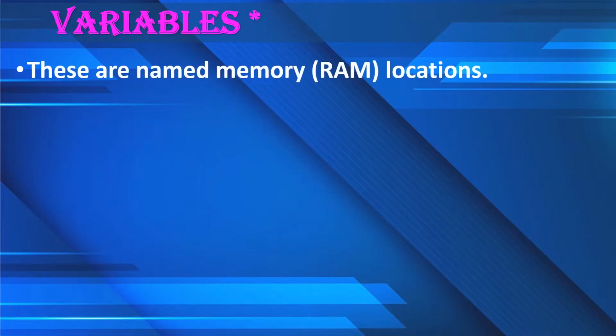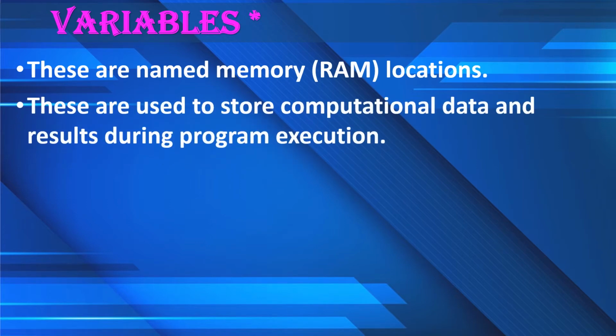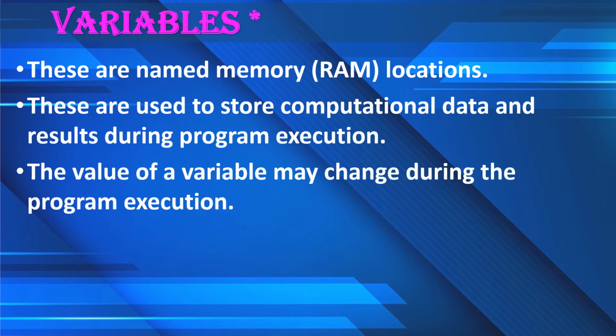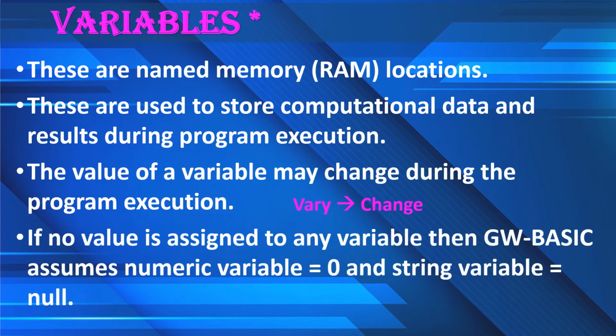The variables are named memory locations. You know that the memory is RAM, and you can assume the variable as containers or boxes which can store something. These are used to store computational data and results during program execution. Computational means calculations. The value of a variable may change during program execution, as vary means to change. If no value is assigned to any variable, then GW Basic assumes that numeric variable is equal to 0 and string variable is equal to null. Numeric and string are the types of the variables which we are going to discuss later.